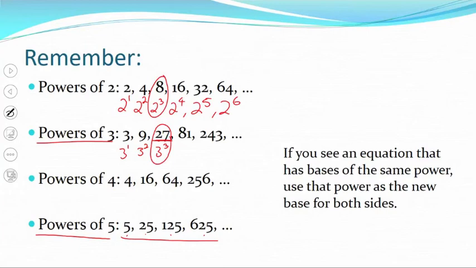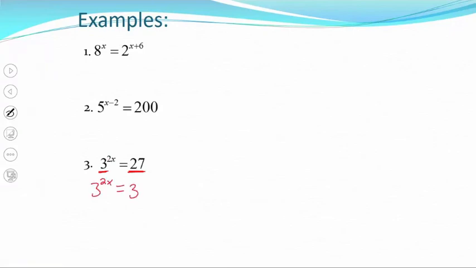27 can be written as 3 to the 3rd power. So we're going to change that 27 to 3 to the 3rd power. So this will be 3 to the 2x power equals 3 to the 3rd power. Right? Now we have the exact same base, which means that the exponents are also equal to each other. So that means 2x must be the same thing as 3. So now we have a real easy equation. 2x equals 3. Divide by 2, and you get x equals 3/2, or you can write that as 1.5. And that's it.